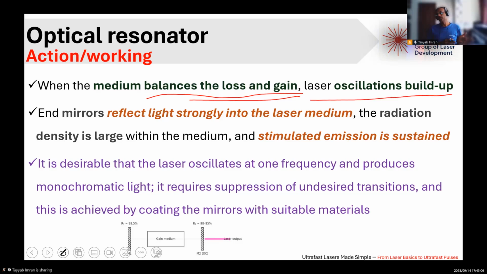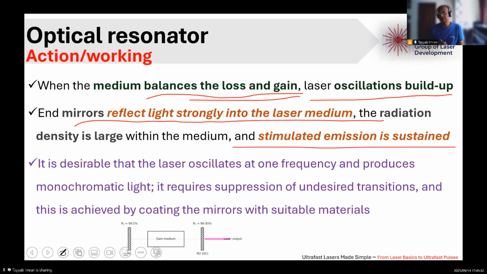If we cannot overcome the losses, we may not have a continuous laser. Continuous means we may not have a sustained laser action, and it may stop after a while. We know that the end mirrors reflect strongly back into the medium, and stimulated emission is sustained because of the pump action continuously.